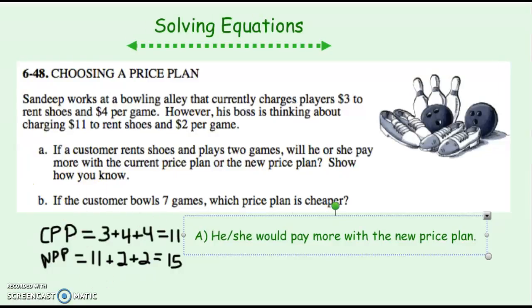Okay. B says, if the customer bowls 7 games, which price plan is cheaper? So I'd like you to pause the video again and try that one on your own. So this time she's bowling 7 games, which price plan would be cheaper? Pause the video, play when you're ready.